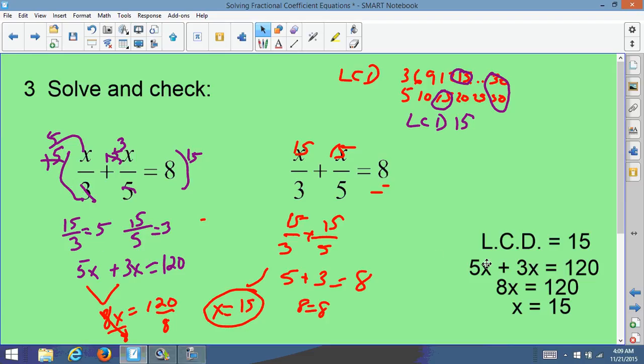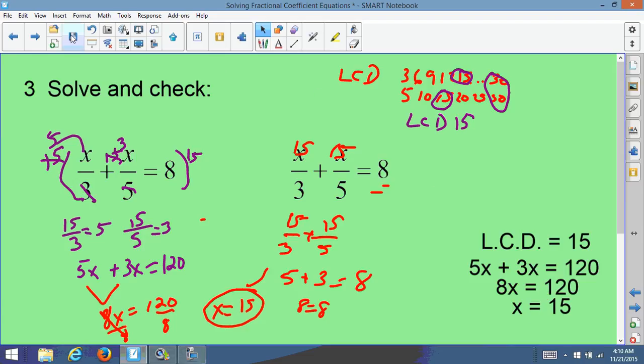I ended up with 5x and a 3x. I added that together, gave me 8x. And remember, make sure you multiply the whole equation by 120. So 8 times 15 gave us 120. Divide by 8, and x is equal to 15.